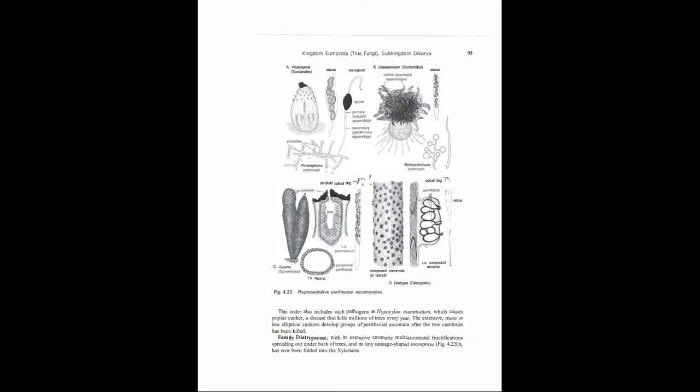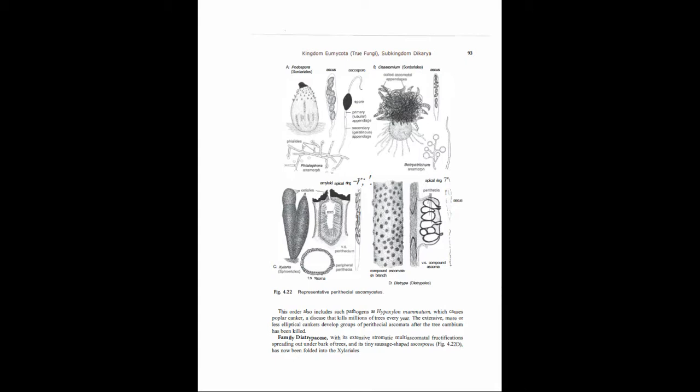Kingdom Eumycota, true fungi, subkingdom Dikarya. A. Podospora, Chaetomium, Sordariales. Ascus, ascospore. C. Ascoma. D. Diatrypales. Fig 4.22 Representative perithecial Ascomycetes.